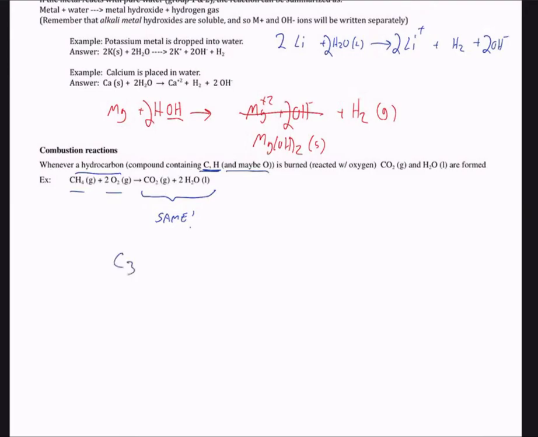So let's say we had something like C3H7OH. This is propanol. You always react it with oxygen. You always get CO2. There's a certain method to balancing combustion reactions to make it easier. What am I talking about? What's your approach? What should you do first? Carbons. Do the carbons, right?